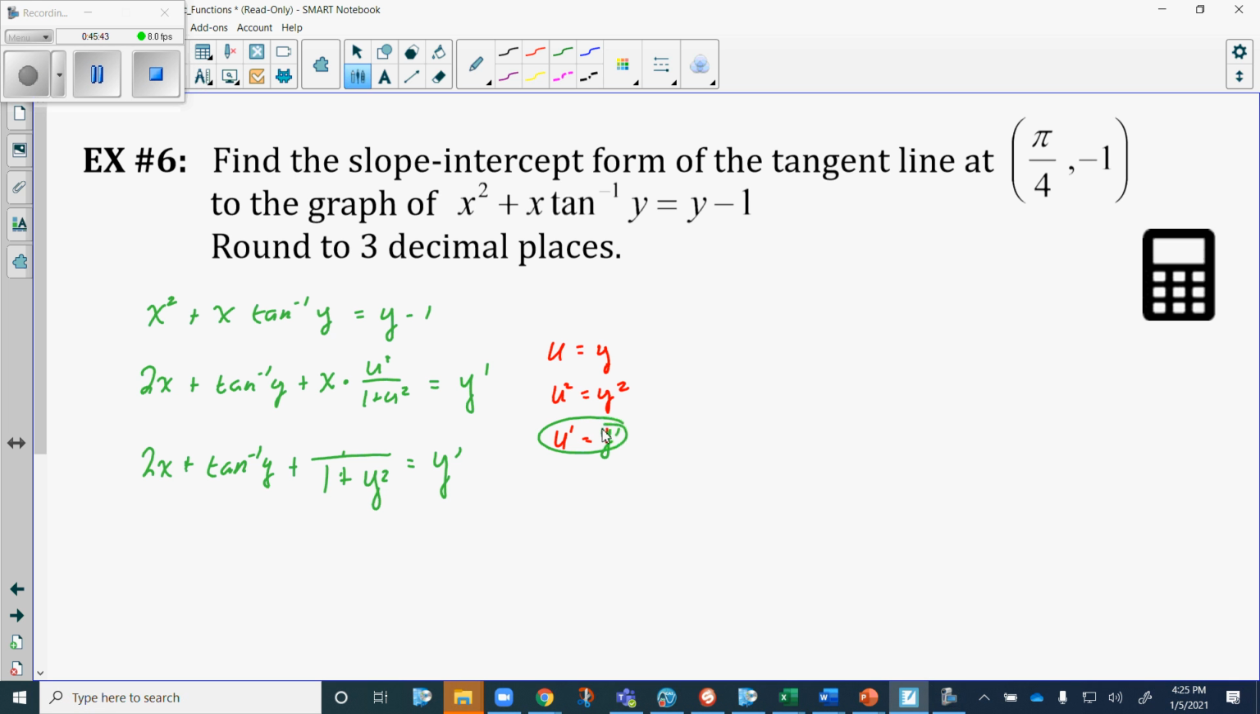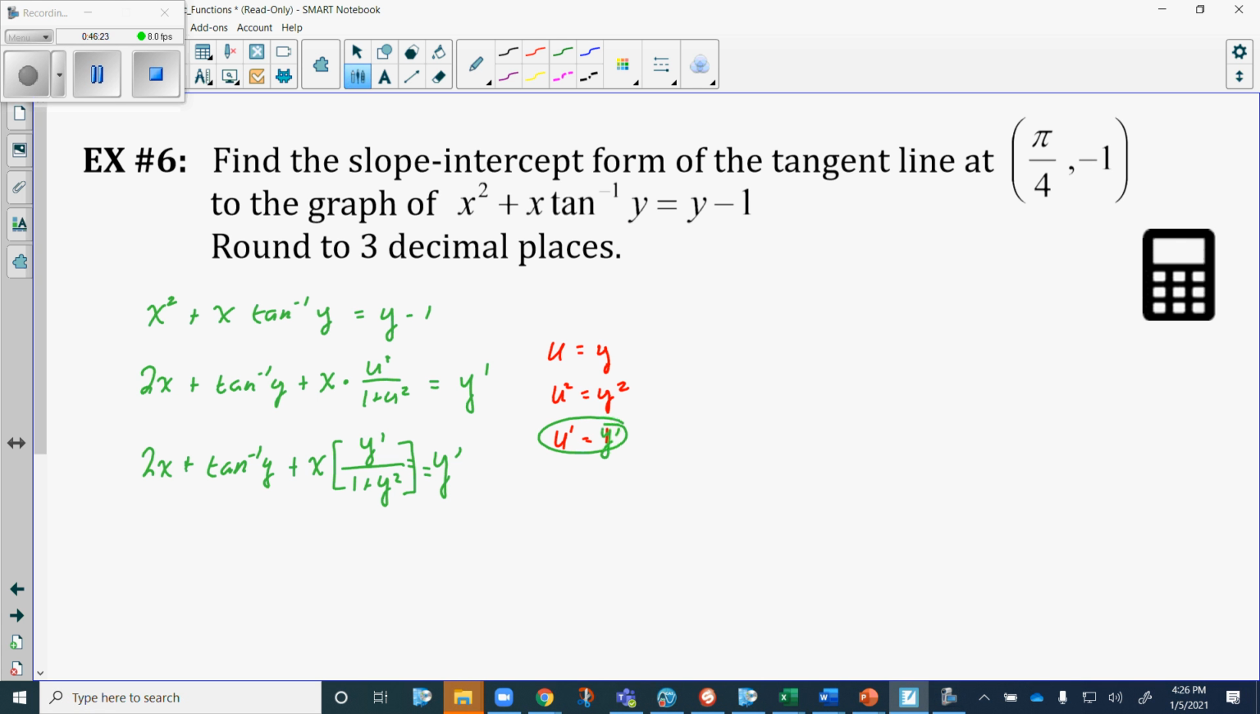So let's keep it separate for the time being because we want to be able to isolate the y primes in the implicit differentiation. So here we're going to say y prime over 1 plus y squared is equal to y prime. There we go. And of course, because of the implicit differentiation, we want to try and get y prime by itself. So let's see what we're going to do from here.